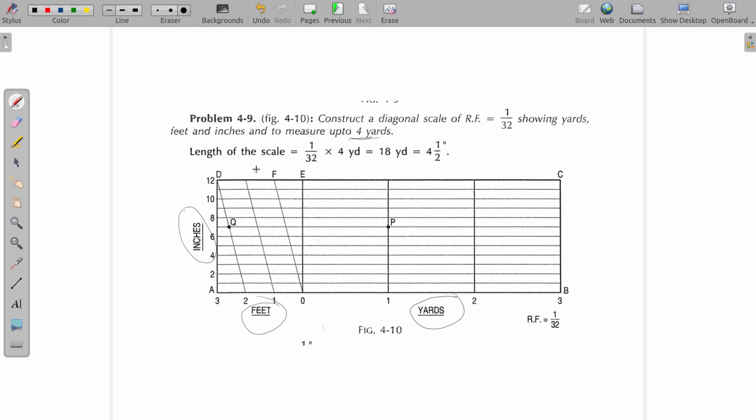4 yards. So first thing to do is to calculate the length of the scale. Length of the scale is equal to RF into the length up to which you need to measure. So 1 divided by 32 multiplied by 4 yards gives you 18 inches, which is 4.5 inches. Or you can convert it to any other unit. You can convert to centimeters if you like, no problem. So draw a line 4.5 inches long, and that must measure up to 4 yards, hence divide it into 4 parts. Take the first part and divide into 3 parts, because each yard is equal to 3 feet, and then each of the feet should be divided into 12 inches, hence you draw 12 horizontal lines here. So this height should be in such a way that you can easily divide into 12 parts.